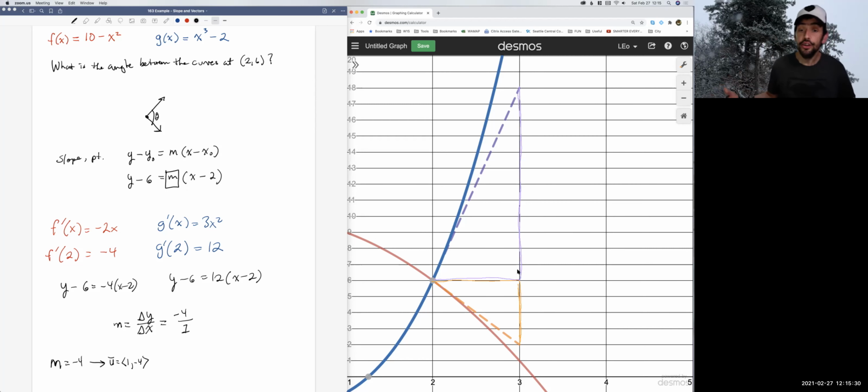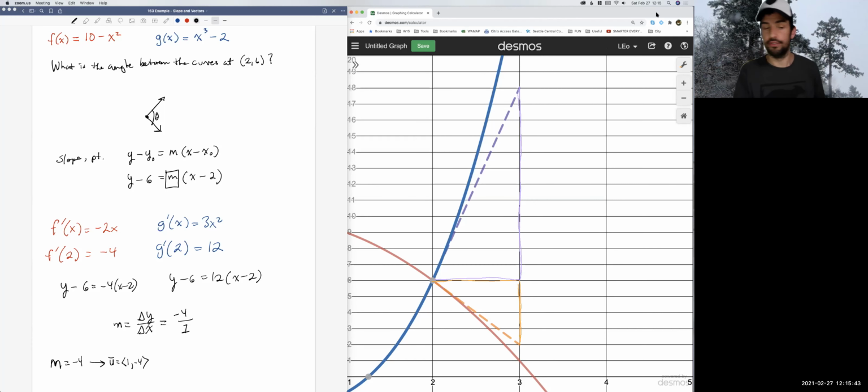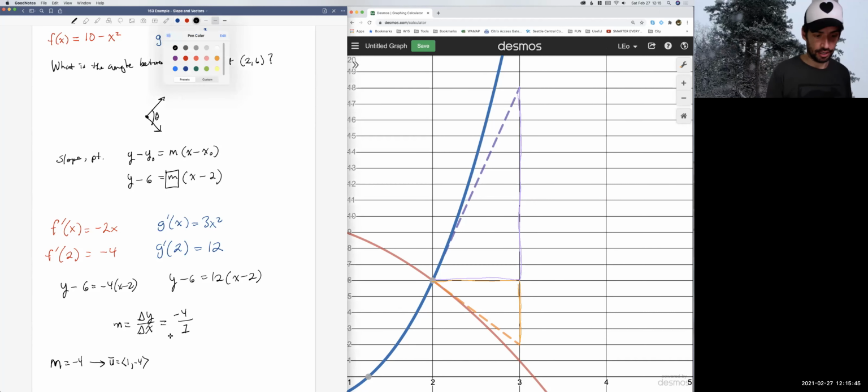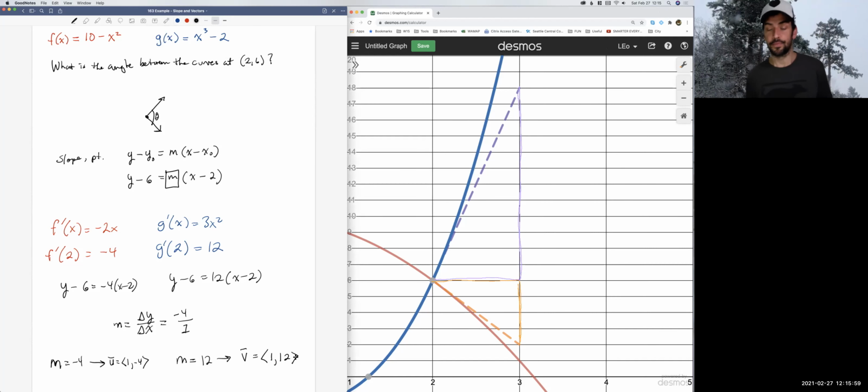So the reason I graphed only a portion of those tangent lines, I graphed the portion that was 1 unit increase in x so that we could connect it to this idea of vectors, right? So let's put that over here. So our vector corresponding to a slope of 12, I'll call it v, is a vector 1, 12, right?